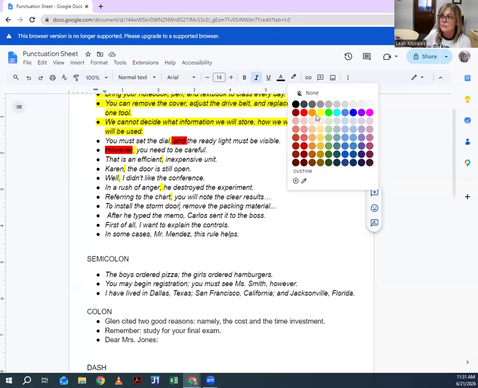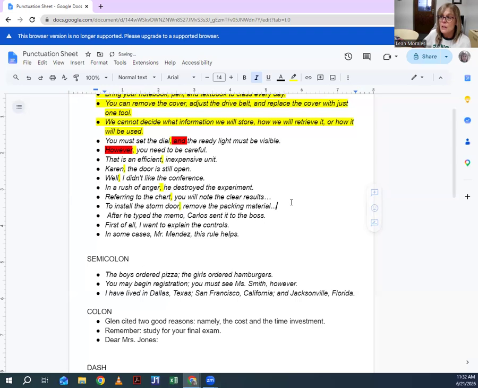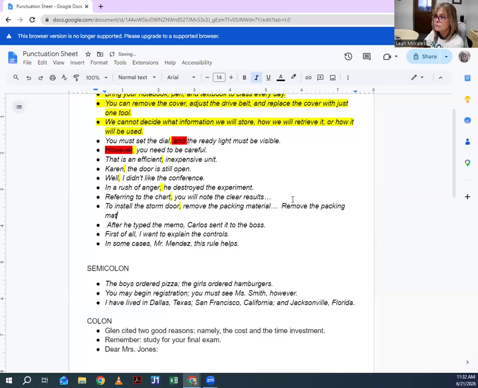remove the packing material. Okay, it might be better in business writing to say, remove the packing material to install the storm door, or probably prior to installation. There you go. It's helping me. These are the types of things you might really probably want to change your writing to for specifically business writing. But we are also learning all sorts of grammatical rules that will apply across all of your writing, okay?